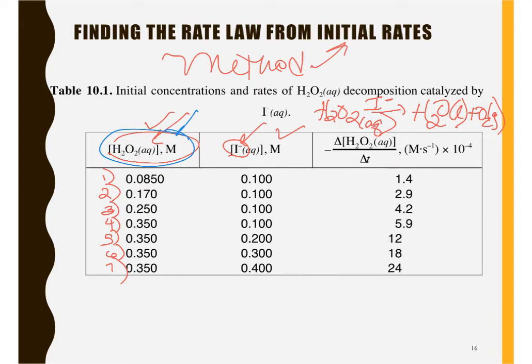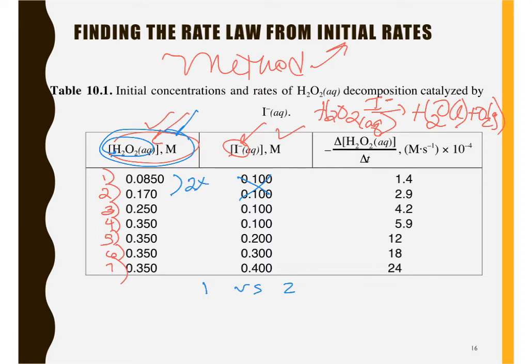All right, so I want to find out hydrogen peroxide. I want the iodine to stay constant while I change the hydrogen peroxide concentration. So I'm just going to compare experiment 1 and 2, okay? So you can see the iodine has remained constant. And what has happened to the concentration of hydrogen peroxide? It's increased by a factor of 2.